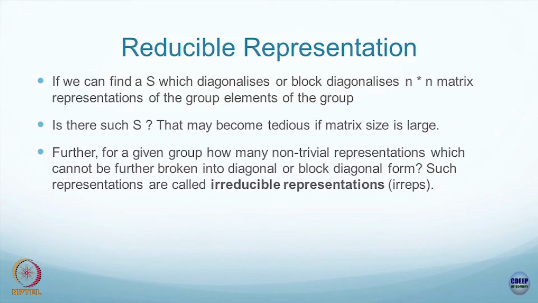Okay. Generally it will become tedious if your n cross n is even 4 cross 4 matrices. For a given group, how many non-trivial representations you can find in such block diagonal form, or can we pull out those block diagonal forms out of it, which is what we call irreps. Okay.